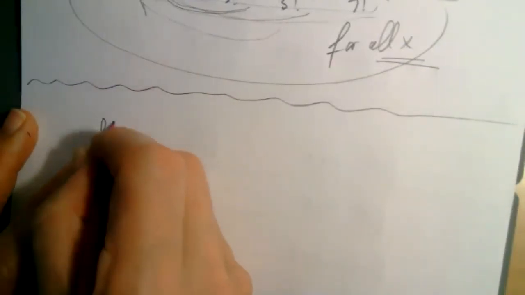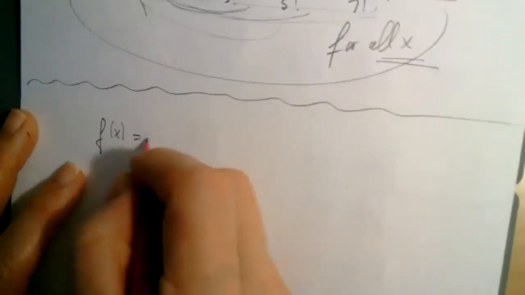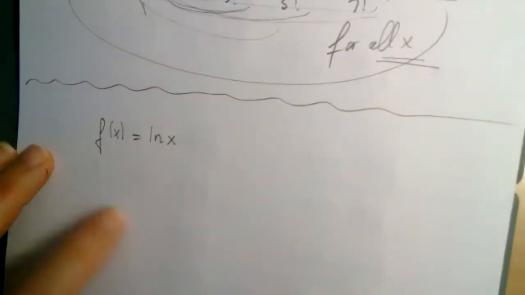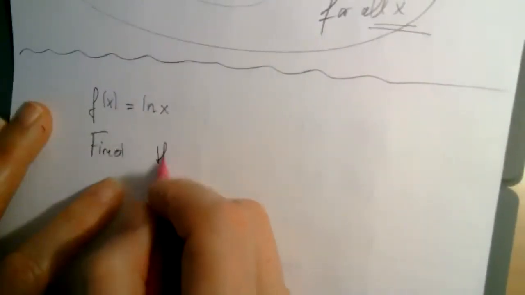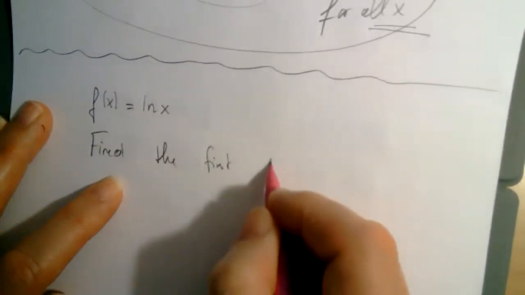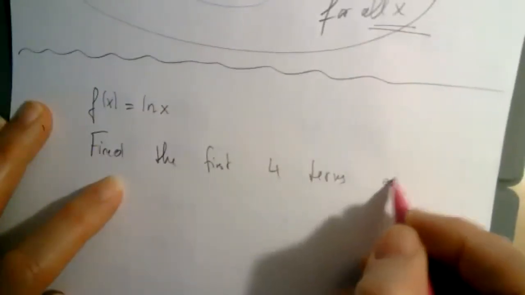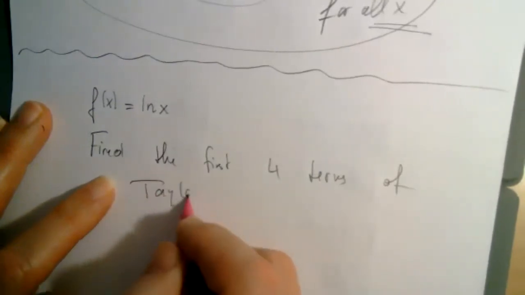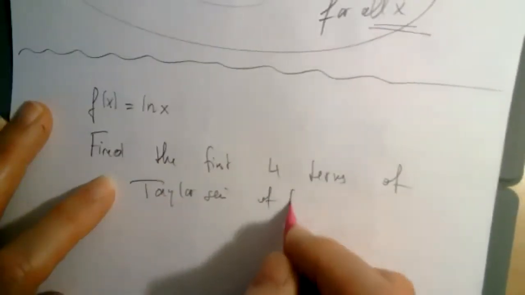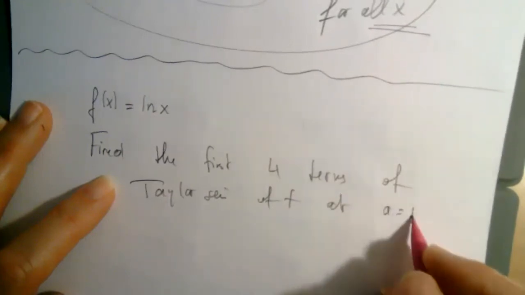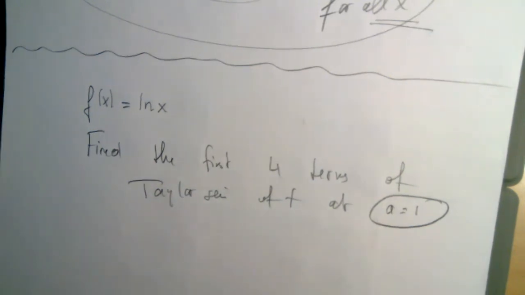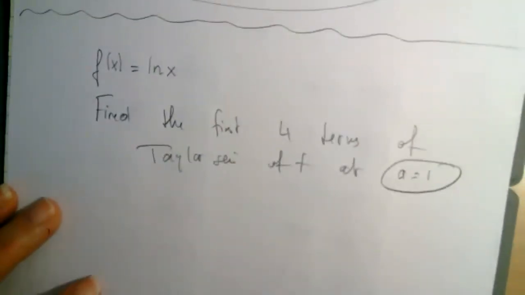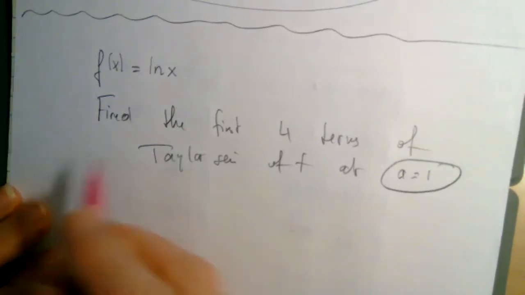Suppose I tell you f of x equals ln of x, and my question is the following. Find the first, let us say, 4 terms of the Taylor series of f at the point a equal to 1. So I don't want all of it because I don't have time for all of it, but I want the first 4 terms of the Taylor series. But first I'm going to write it. So it means what I want.